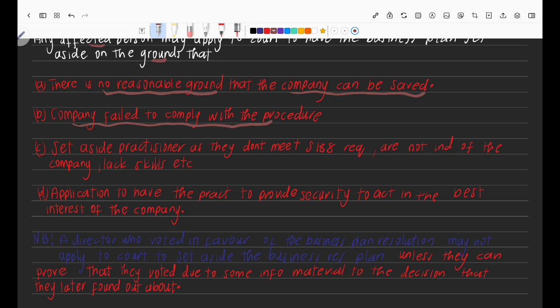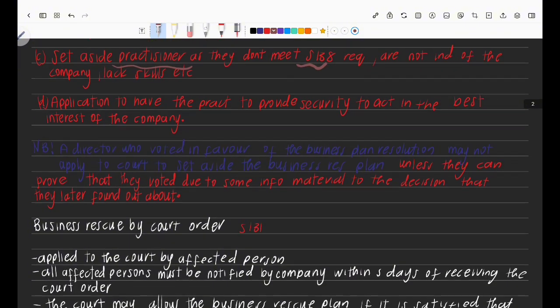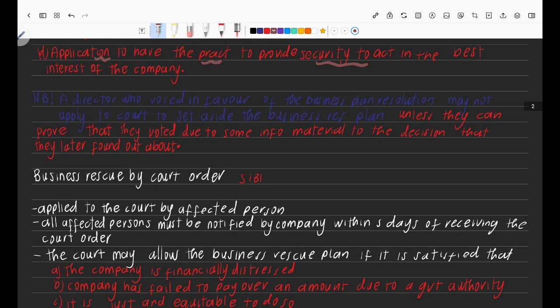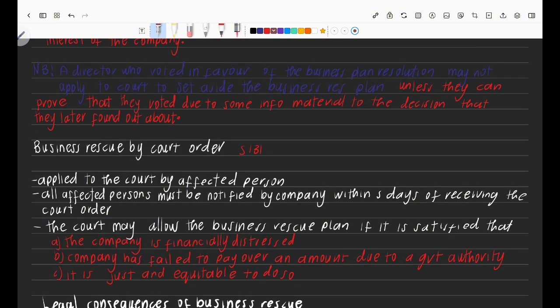As I was saying, the practitioner does not meet the requirements of section 138, and they can also make an application to have the practitioner provide them with security if the business rescue plan fails.